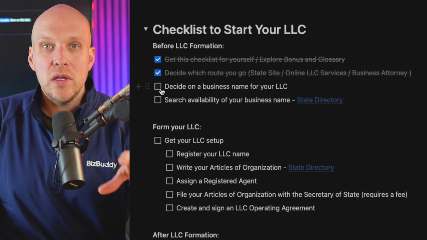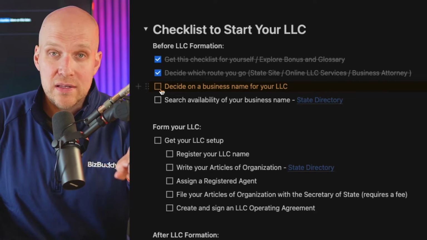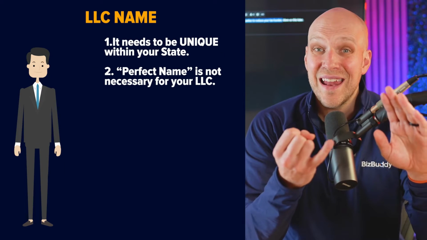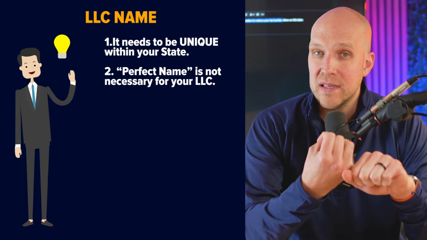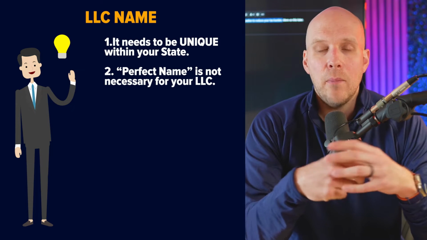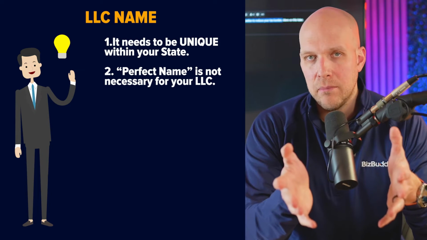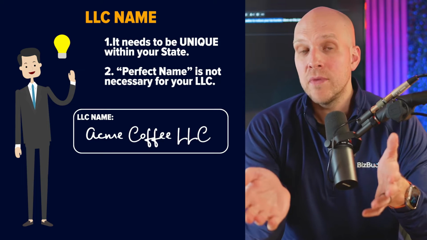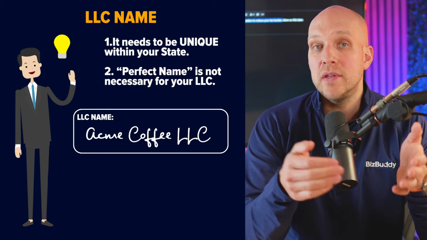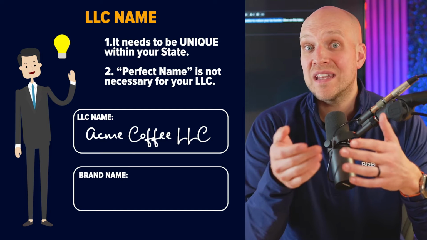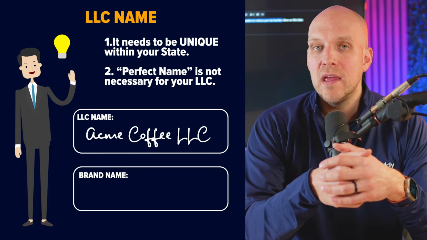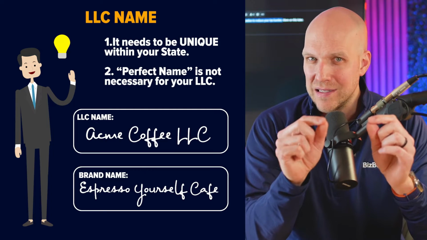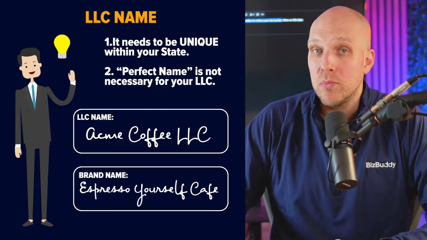Now, to get started, what you need to do is actually have an LLC name. So you've got to decide on your business name, and you need to do a few things here. One is it has to be a unique name. It has to be something that's not already taken in the state database. But also, it doesn't need to be the perfect name, because you can have an LLC name like Acme Coffee LLC, and within that, you can have something called the DBA, doing business as, or a fictitious name sometimes referred to, and that can be something like Espresso Yourself Cafe. So just know that your LLC name doesn't necessarily have to be your brand name.